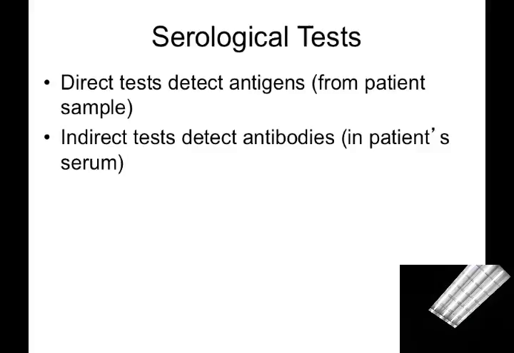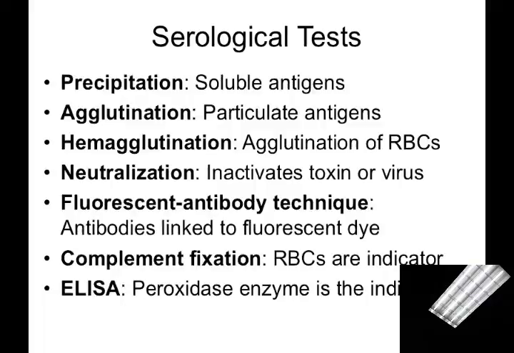So, in general, serological tests based on serum are direct if they are looking for the antigen, and indirect if they're looking for the antibody. And here are all the different kinds that we talked about. So you should have a general idea of what the differences are. You should know direct versus indirect. You should know what these different tests are, enough to be able to explain them briefly or recognize them on a matching question.